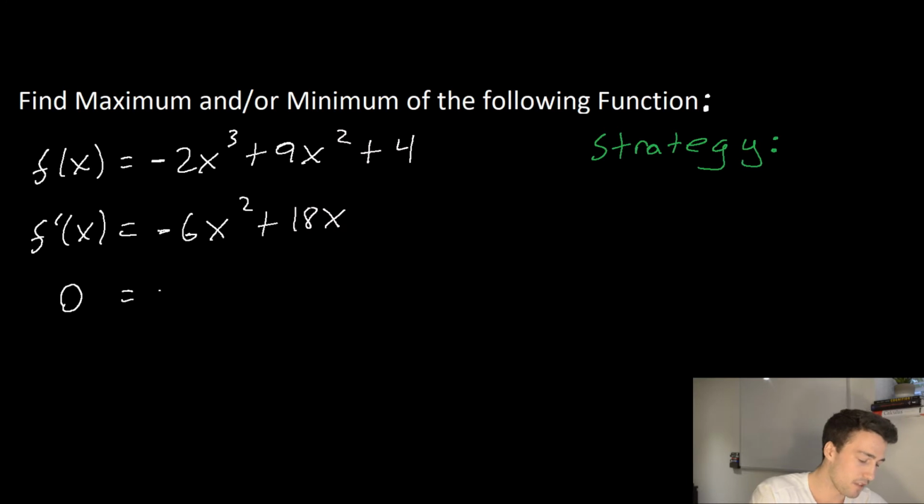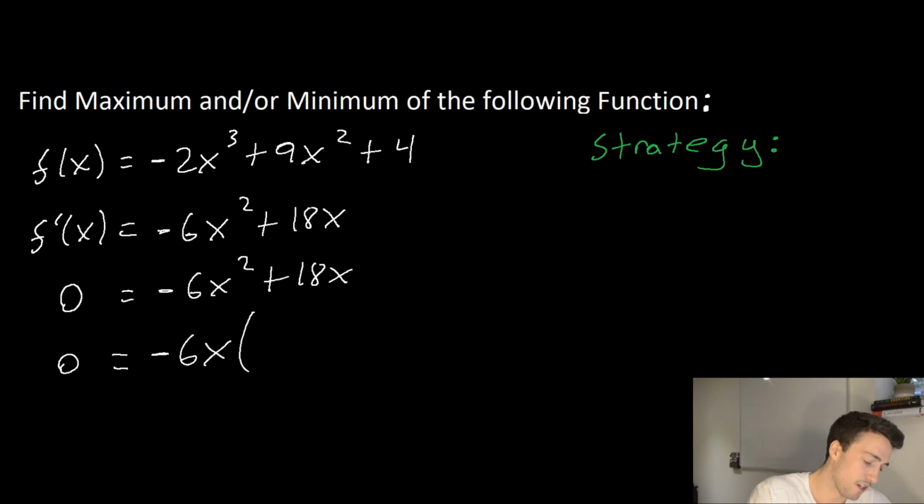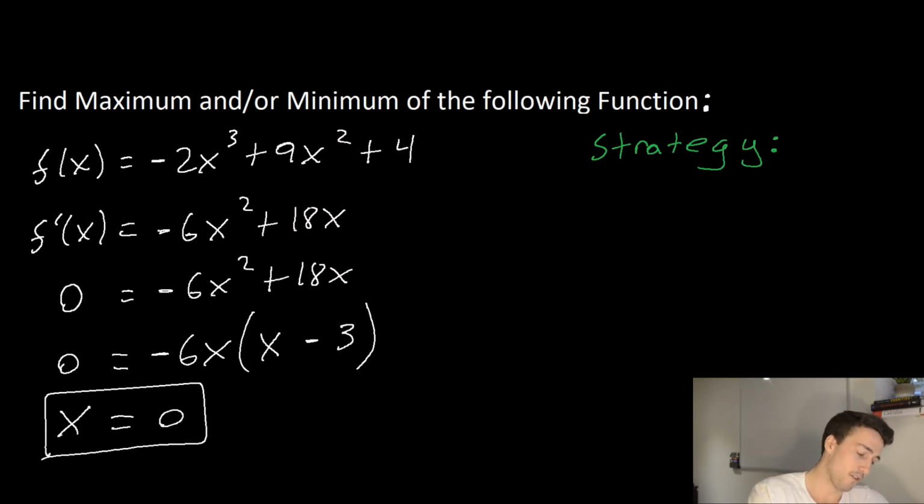And then say 0 is equal to negative 6x squared plus 18x. At this point, you should realize that this is a quadratic, and we can factor this to solve for our x values. So I'll factor out a negative 6x. So 0 equals negative 6x times, inside here, x minus 3. So now, what we realize is that a maximum or a minimum will occur at x is equal to 0. So that's this part of the solution. And also at x is equal to 3. And that would be this part of the solution.